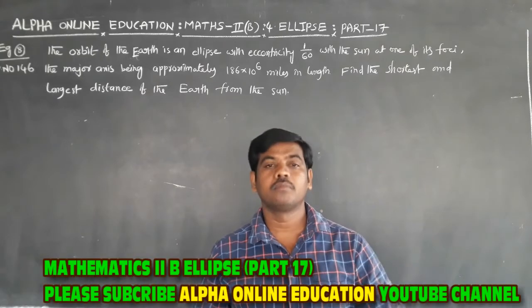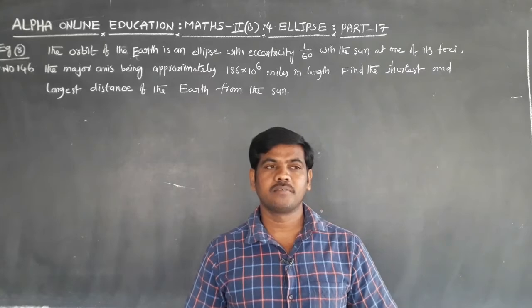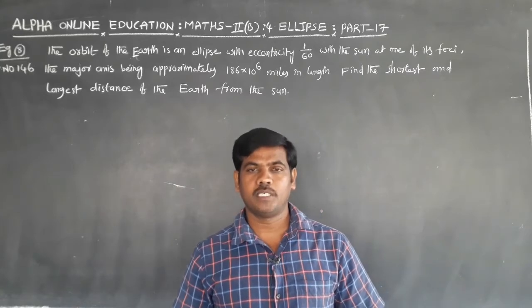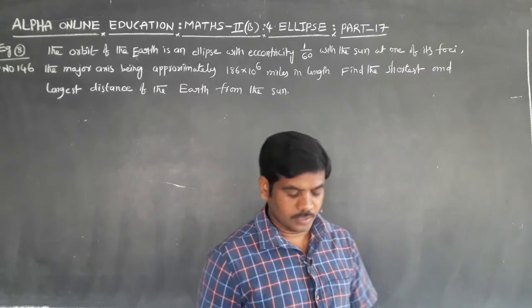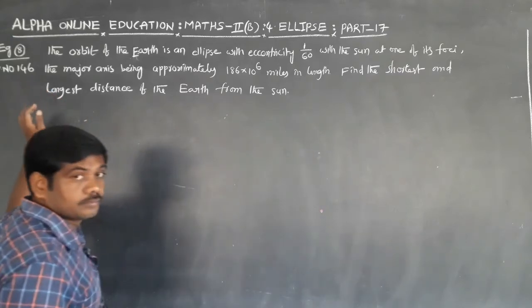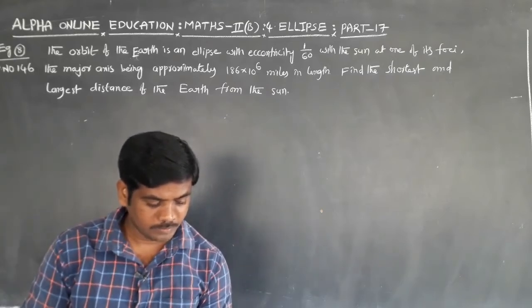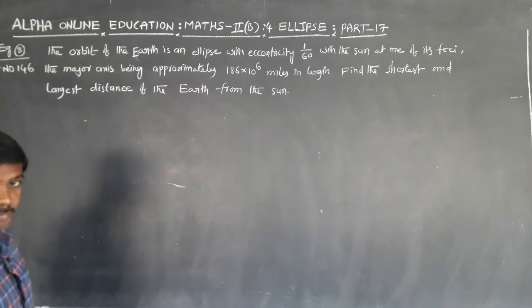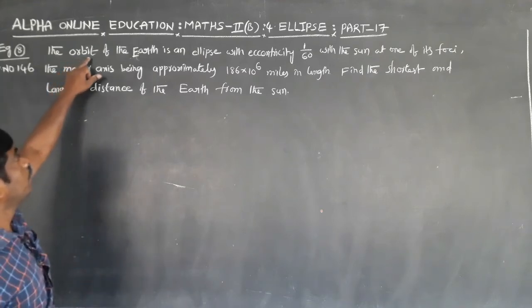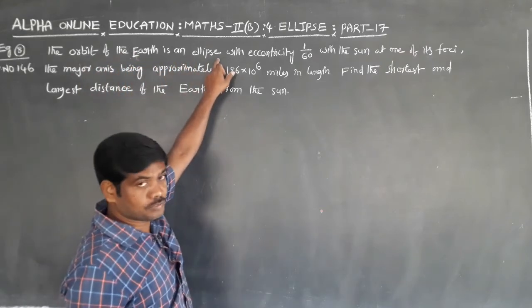One problem, Mathematics 2B, second year, fourth chapter, ellipse, example number 8, page number 146. Most important problem.